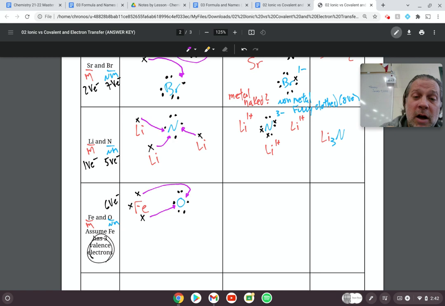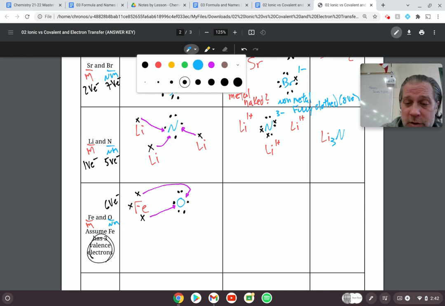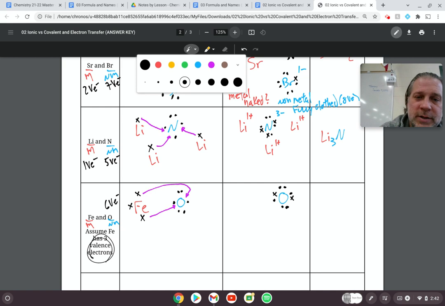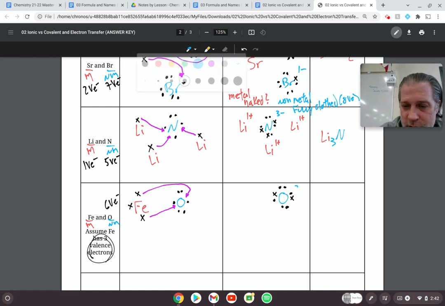Right now, I can tell that my oxygen has picked up 2 electrons, so my oxygen now has 8 electrons. It's fully clothed. Top, bottom, left, right, top, bottom, and then the 2 electrons from iron. So if it picked up 2 electrons, that means that its total charge is going to be a -2.